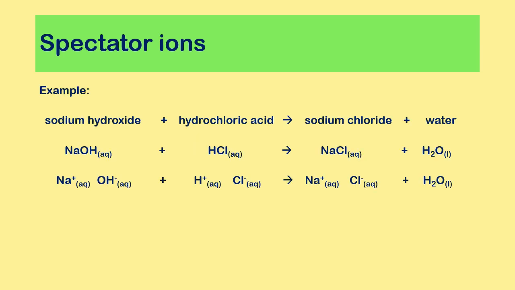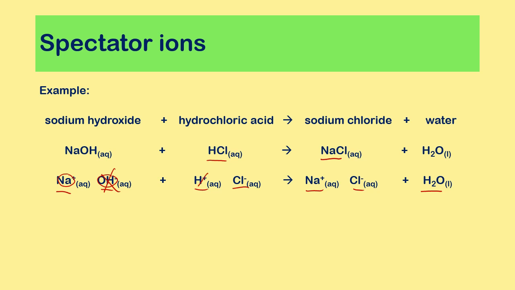So if we look at an example of a reaction, we've got our sodium hydroxide, which is Na+ and OH-. We've got our hydrochloric acid, which is H+ and Cl-. We've got our sodium chloride, which is Na+, Cl-, and we've got our water. What we want to do is look for what ions do we have that are the same at the start and at the end.